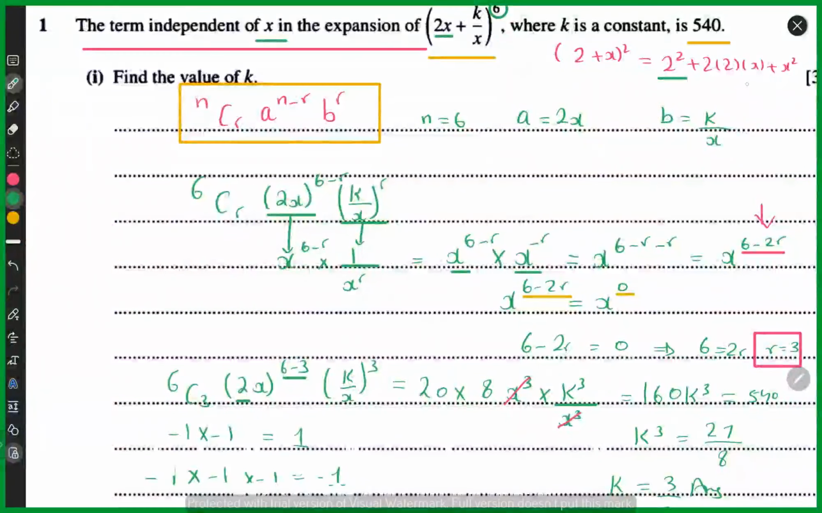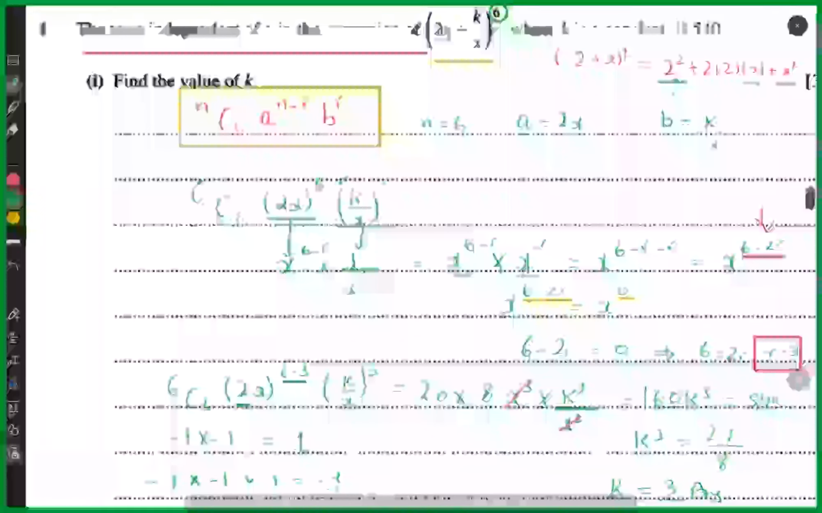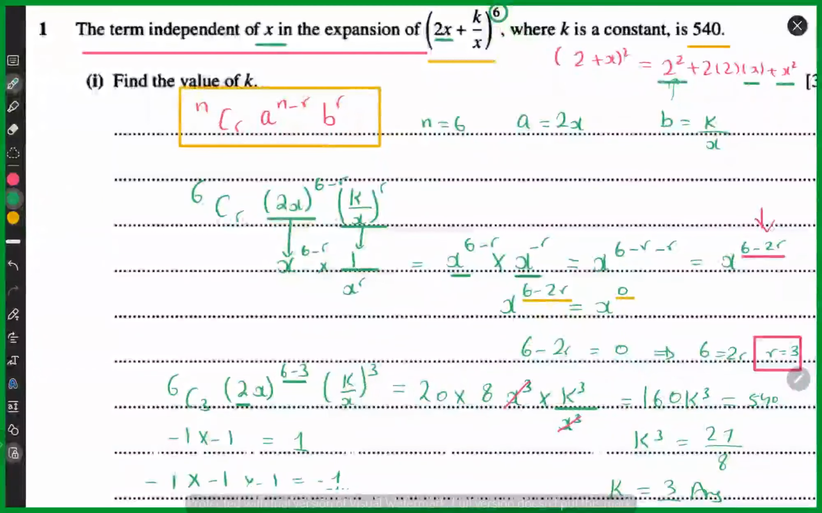Because I have x here, I have x here, and I do not have x here. So whenever the examiner writes it this way, the term independent of x basically means the constant term. So when exactly is a term constant? A term is constant when it does not have x. This was my formula, and after doing some working, I got this.